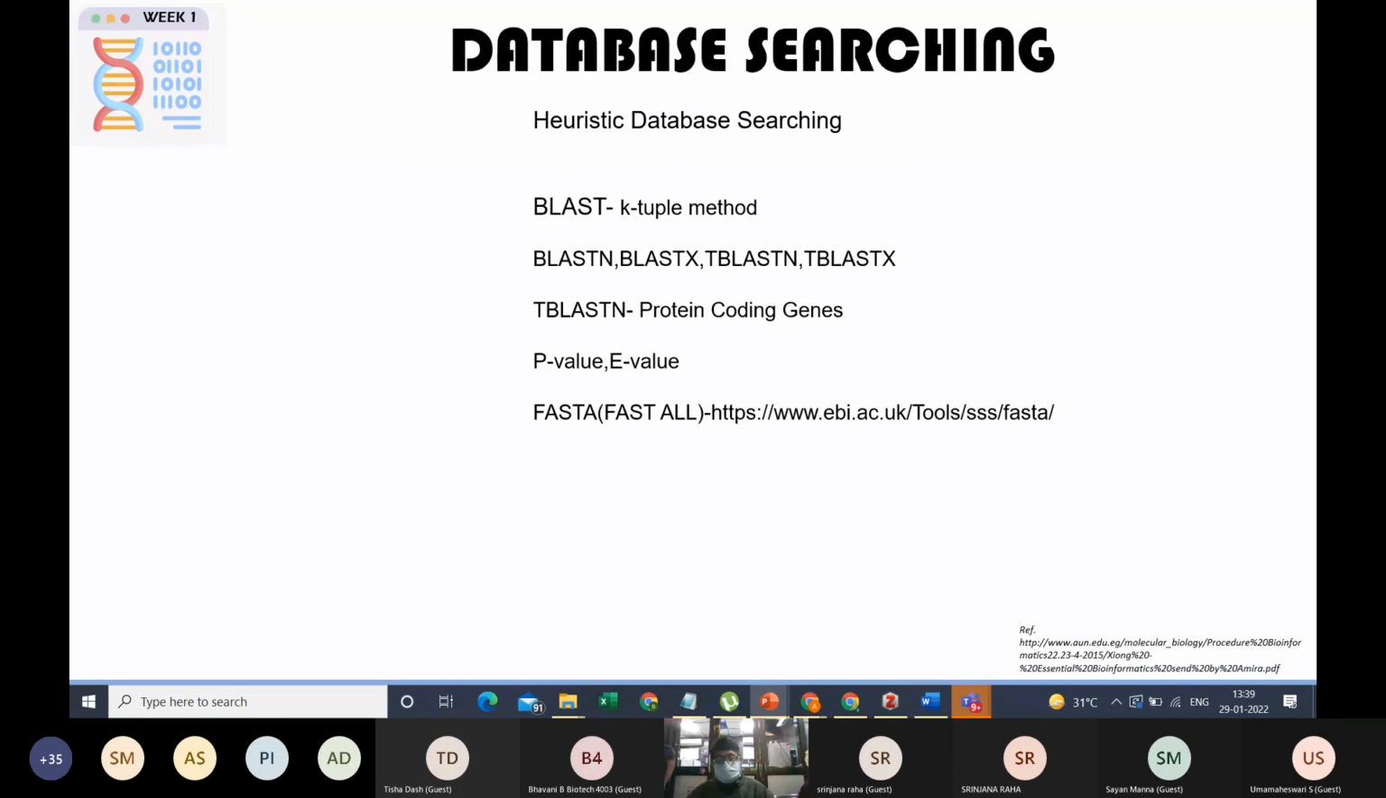So heuristic database searching is that kind of searching. It means, for instance, you all saw that we are giving two sequences and then it is matching them in the Needleman-Wunsch, as well as the Smith-Waterman or the EMBOSS Water web server, which uses the local alignment feature. We need to provide both the sequences.